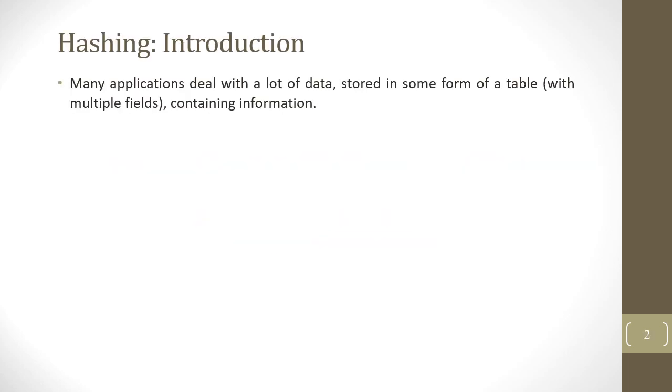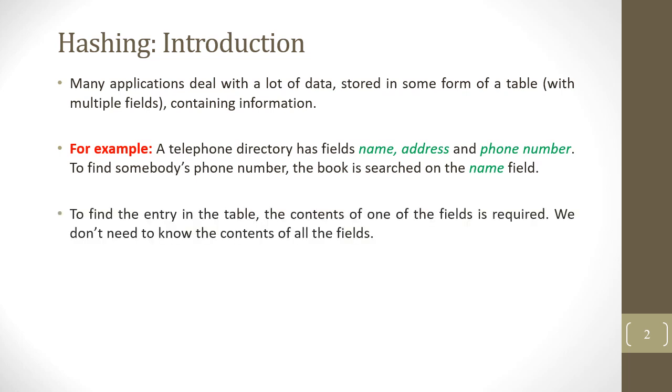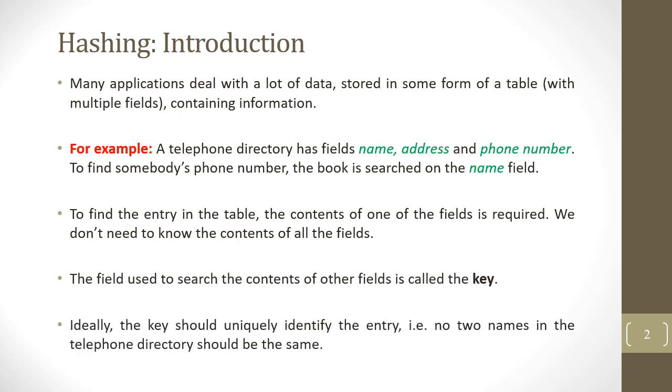Many applications deal with a lot of data stored in some form of a table containing information. For example, a telephone directory has fields name, address and phone number. To find somebody's phone number, the book is searched on the name field. To find the entry in the table, the contents of one of the fields is required. We do not need to know the contents of all the fields. The field used to search the contents of other fields is called the key. Ideally, the key should uniquely identify the entry. That is, no two names in the telephone directory should be the same.